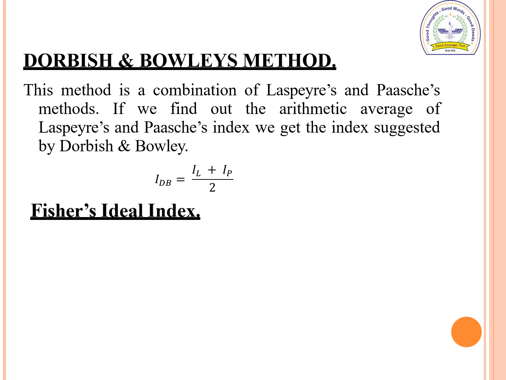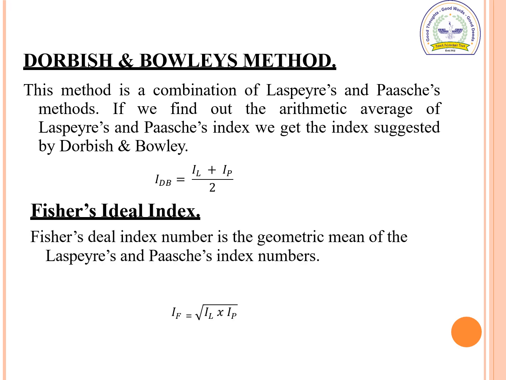Fisher's index number. Fisher's index number is the geometric mean of Laspeyres' and Paasche's index numbers. And the formula for Fisher's index number is the square root of Laspeyres' into Paasche's.